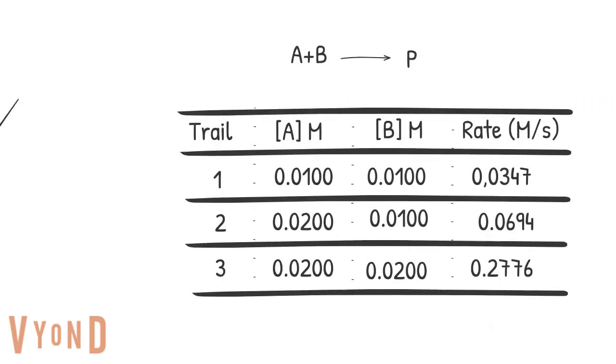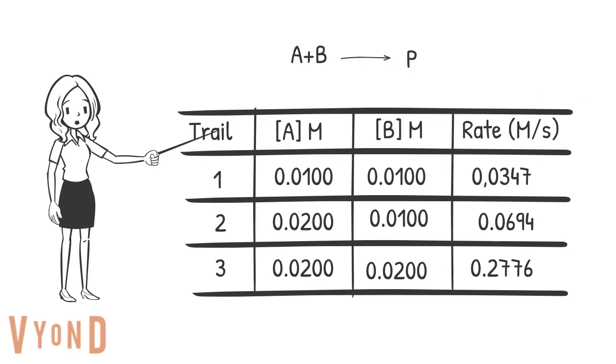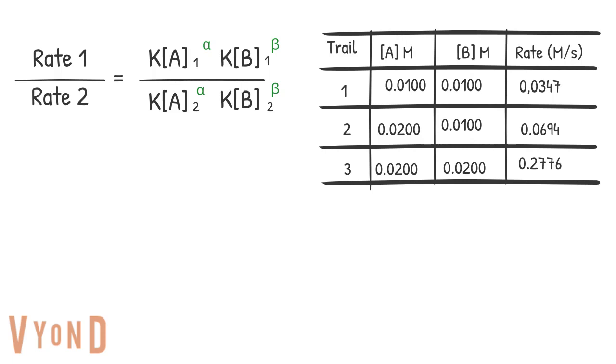This table shows the three trials, the concentrations of our reactants A and B measured in molarity, and the rate of each trial measured in molarity divided by seconds. We will use this formula to solve for alpha and beta, which are the reaction orders.